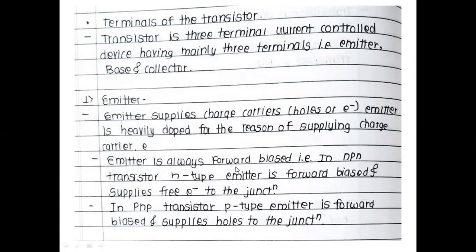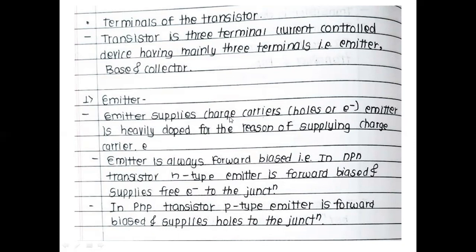First we will discuss the emitter. Emitter supplies charges; the name itself indicates that. Emits means it is going to give, right? So the emitter supplies charge carriers. Charge carriers means holes or electrons. And this emitter semiconductor is heavily doped for the reason of supplying the charges.